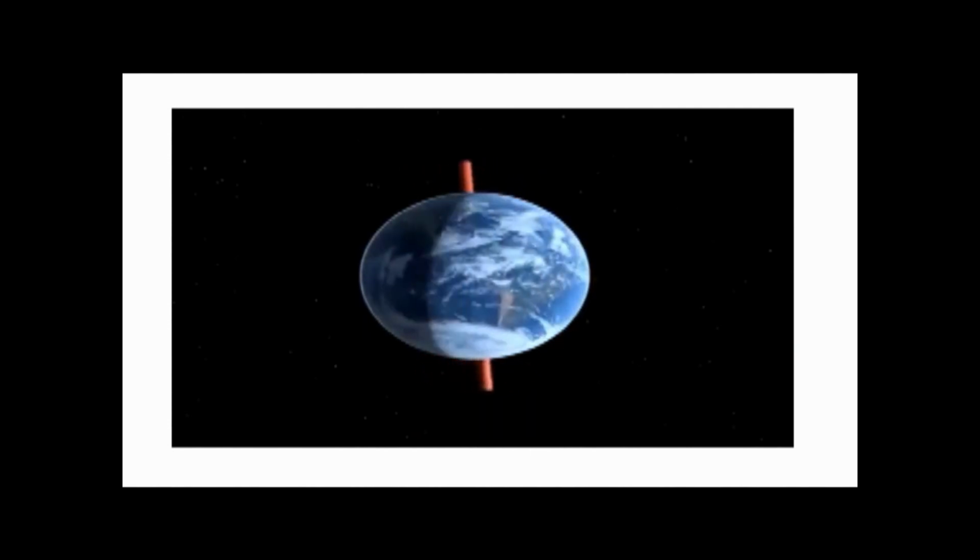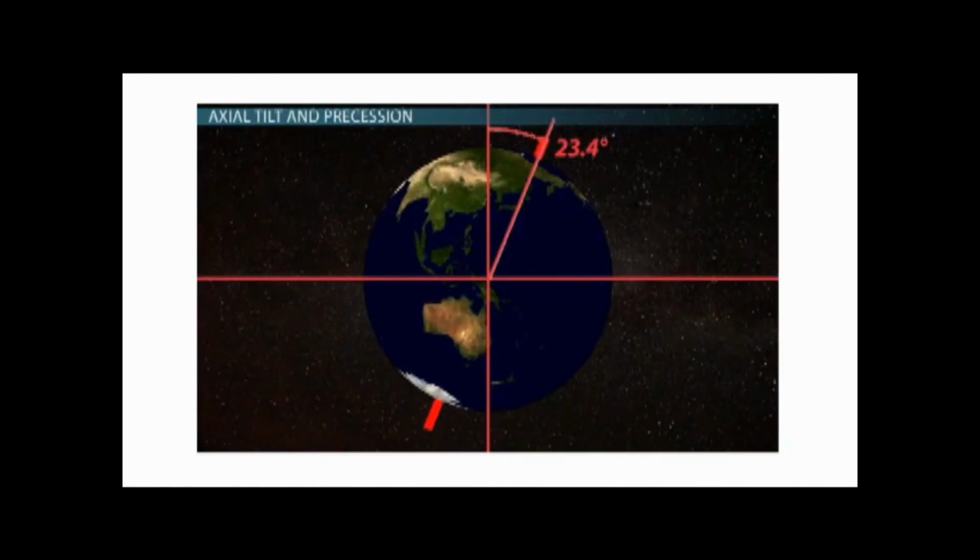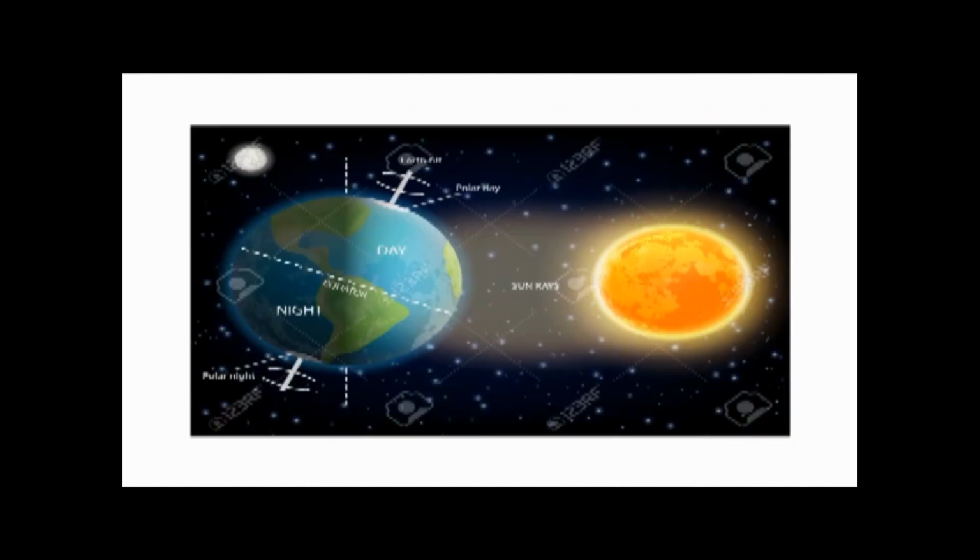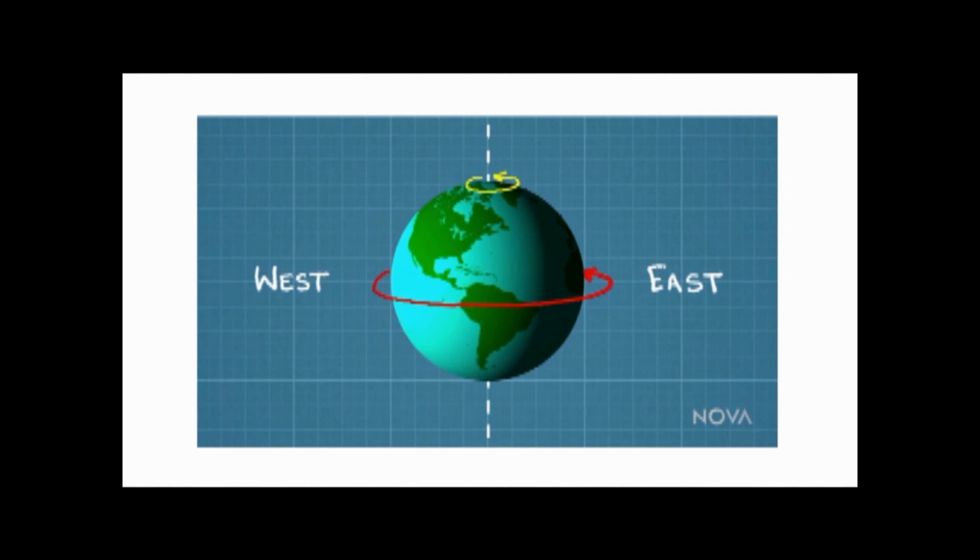Axis of Earth passes through these poles on which Earth rotates regularly. Earth is tilted on its axis by 23.4 degrees. In the center of Earth, there is an imaginary line called equator that divides Earth into two halves, northern hemisphere and southern hemisphere. Half part of Earth is called hemisphere. Earth rotates from west to east direction on its axis.